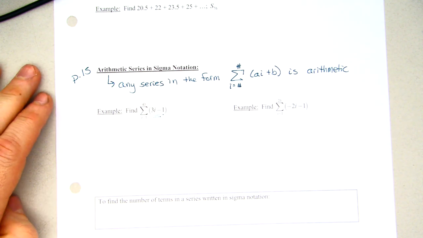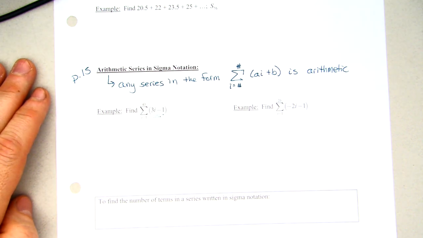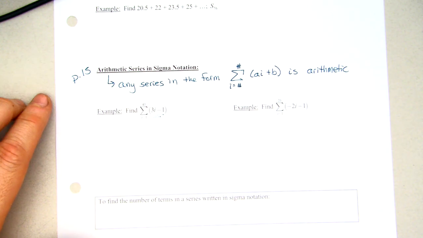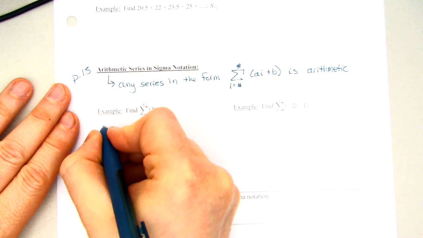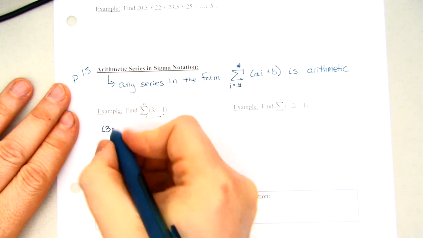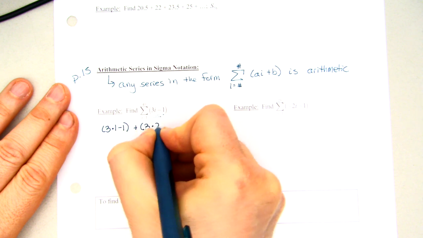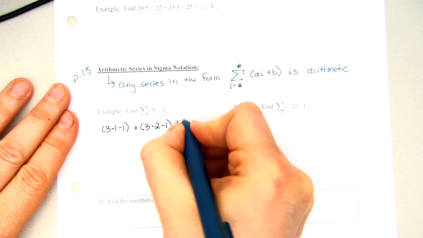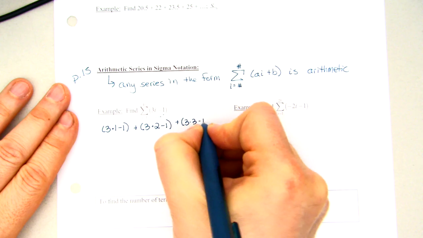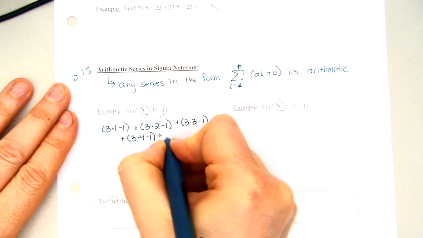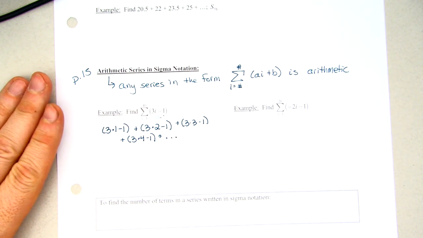I really don't want to do this problem by plugging in 1 and then 2 and then 3 and then 4 and then 5 and then 6 and all the way up to 40. That's going to take a really long time. The fact that this is arithmetic will help us get there quicker. But let me start by plugging in just to show you what's happening here. This is 3 times 1 minus 1 plus 3 times 2 minus 1 plus 3 times 3 minus 1 plus 3 times 4 minus 1 plus, and this is going to go on for a long time.